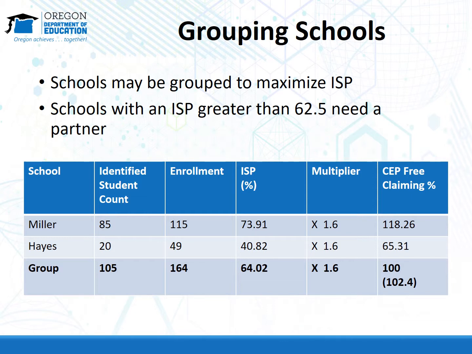When Miller is grouped with Hayes, the total identified student count is 105 and the total enrollment is 164. 105 divided by 164 creates an ISP of 64.02, meaning each school may claim all meals at the free reimbursement rate. Even if after grouping Miller and Hayes, the ISP is still higher than 62.5, another school could be added to the group. If this school has an ISP less than 40%, they could still participate in CEP when grouped with Miller and Hayes as long as the group had an ISP not less than 40%.